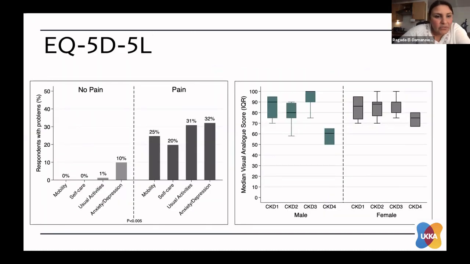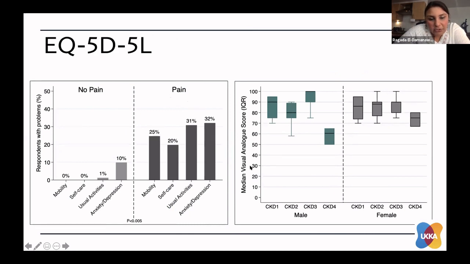And this is quite interesting. In terms of the EQ5D, we divided patients in terms of whether they didn't have pain or they did have pain. And you can see that the patients that did have pain were more likely to report problems with mobility, self-care, activities of daily living, and their mood.